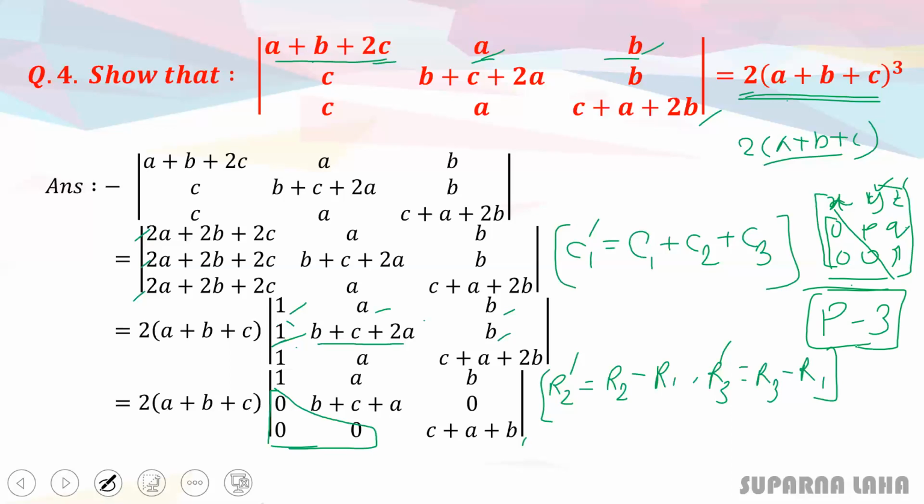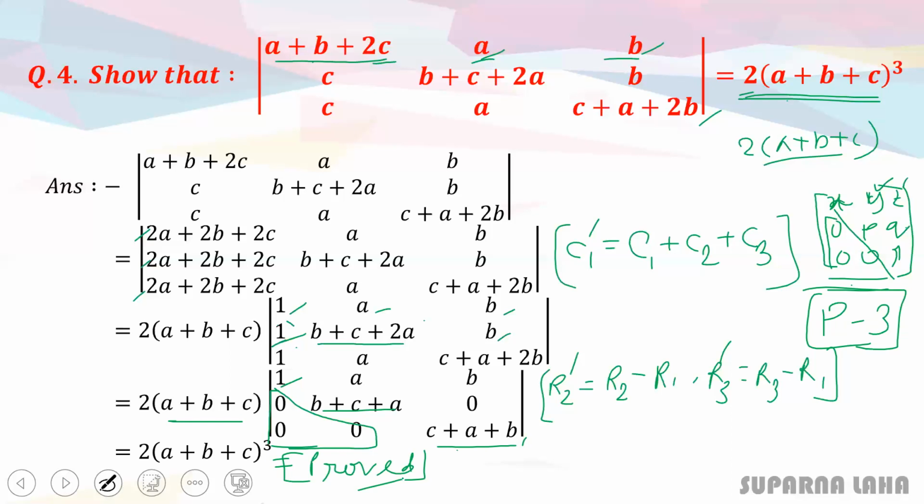So in the diagonal elements, 1, B plus C into A, and C plus A into B. So we need to multiply them. So 1 into A plus B plus C into again A plus B plus C. So A plus B plus C the whole square. And again multiply with A plus B plus C. So A plus B plus C the whole cube. Okay, so this is proved, since we need to prove this one only. 2 into A plus B plus C the whole cube.